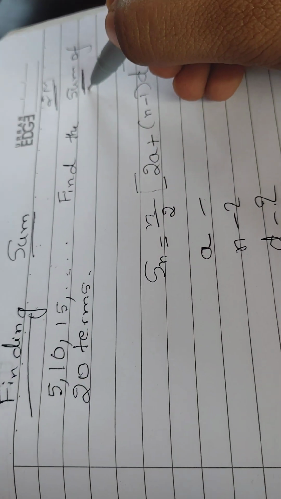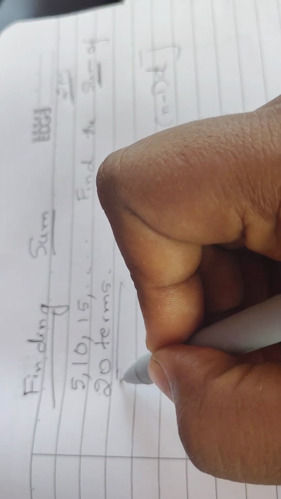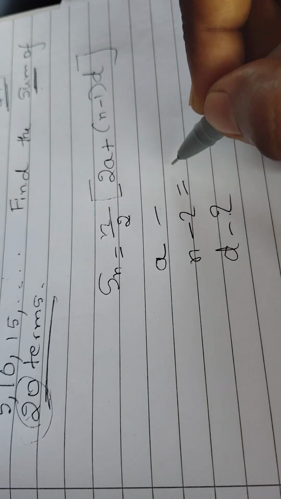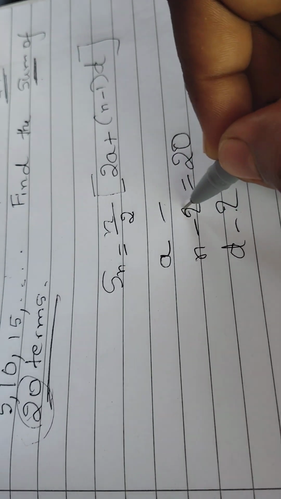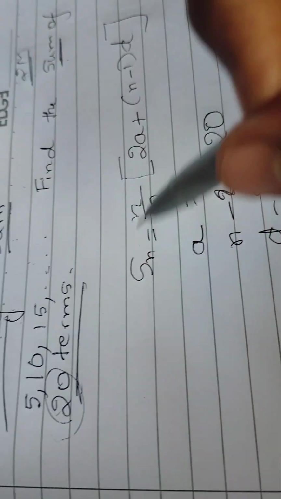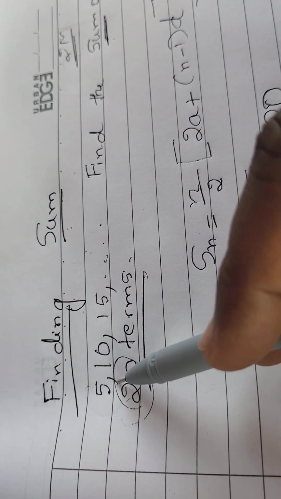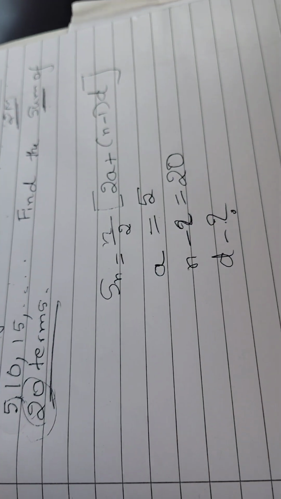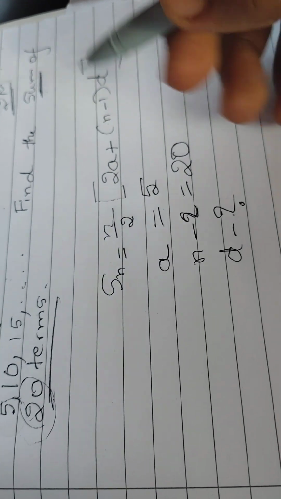Okay, so now just identify n. See, sum of 20 terms, it is mentioned 20. So n is 20, and in front of n you write 20. Then you have to identify a. a is the first term, so a is 5, as given. Then you have to find d.